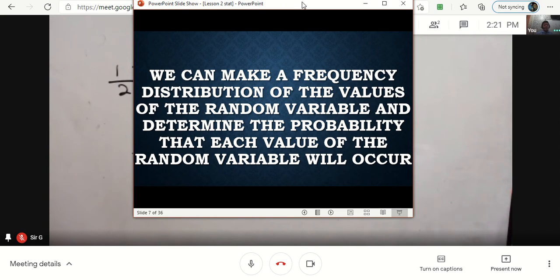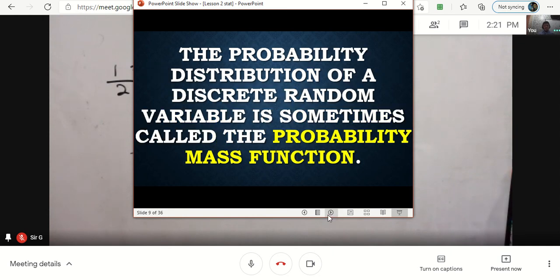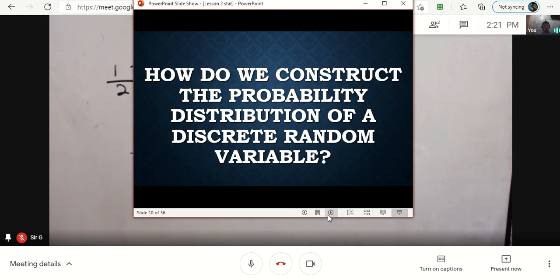So, we can make a frequency distribution of the values of the random variable and determine the probability that each value of the random variable will occur. So, the resulting distribution is called the probability distribution of the discrete random variable. So, mamaya makikita nyo kung ano yung sinasabing discrete random variable or probability distribution of random variable. So, the probability distribution of a discrete random variable is sometimes called the probability mass function. So, how do we construct the probability distribution of a discrete random variable?